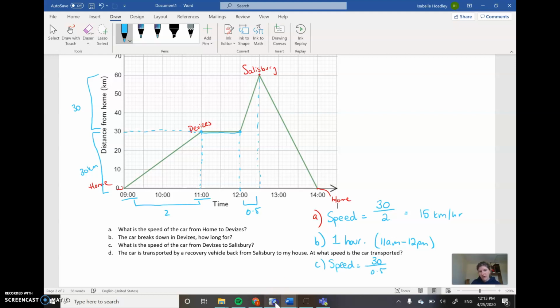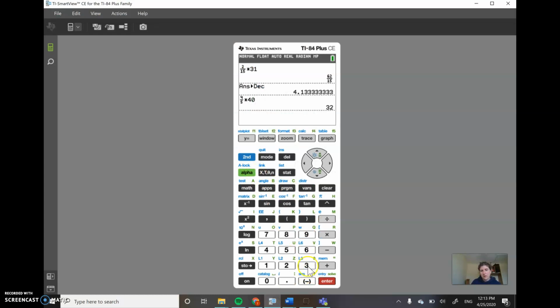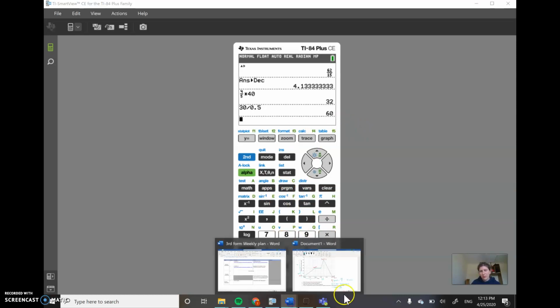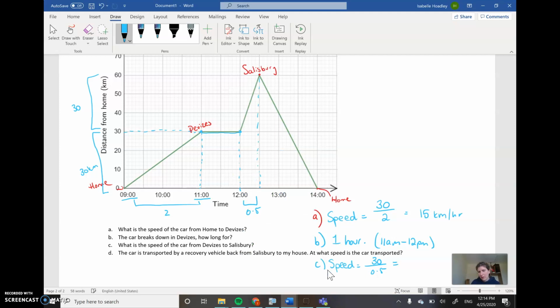Now if I go onto my calculator, and I do 30 divided by 0.5, get that? So that's 60. So my speed has actually increased quite a lot after getting my car repaired, and that's now traveling at 60 kilometers per hour.